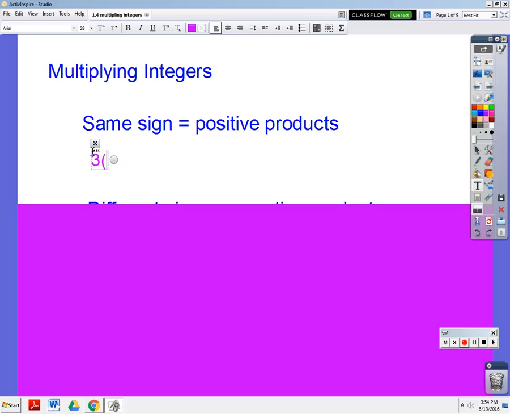So if we did 3 times 2, and again the parentheses also means a multiplication symbol. So that says 3 times 2, our answer would be 6. 3 and 2 are both positive. They're the same sign, so our answer is positive. How about negative 4 times negative 5? Both my 4 and 5 are negative, so my answer is going to be positive. I'm still multiplying normally. 4 times 5 is 20.